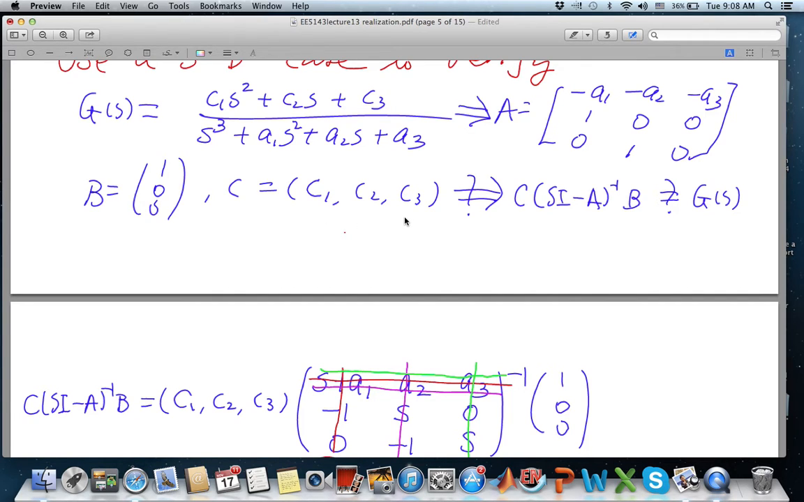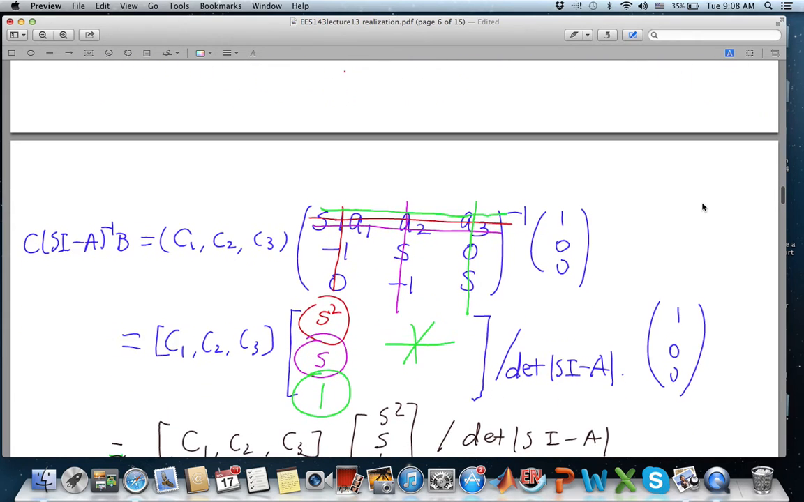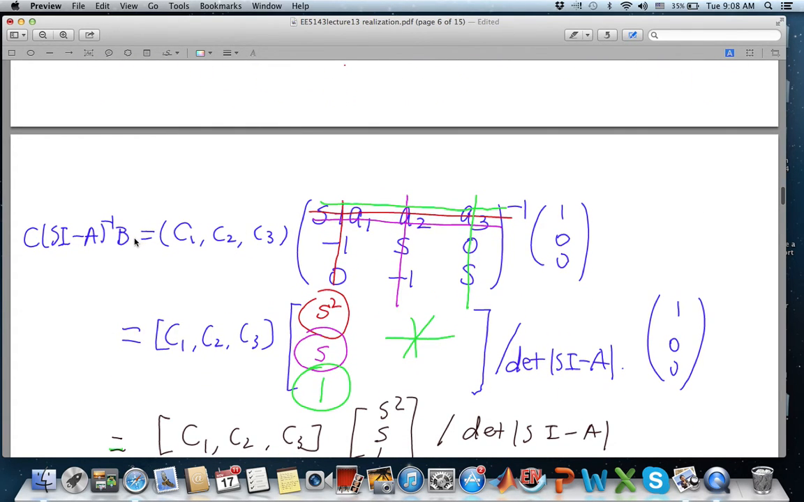And I want to verify whether the transfer function I can obtain from C (sI minus A) inverse times B will be my original transfer function G(s) or not. So we're going to check this one. When we calculate C (sI minus A) inverse times B, it is c1, c2, c3 multiplied with the inverse of the matrix s plus a1, a2, a3, negative 1, s, 0, 0, negative 1, s, times 1, 0, 0. Here I have a 3 by 3 matrix, and when I multiply with the vector 1, 0, 0, I will sample the first column of this matrix. But remember, it's the inverse.